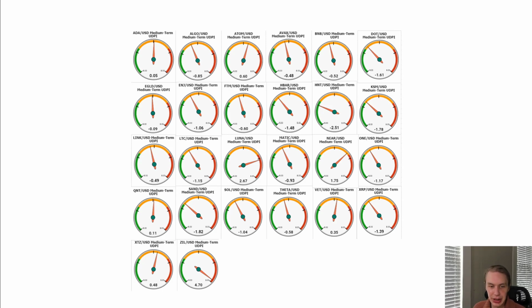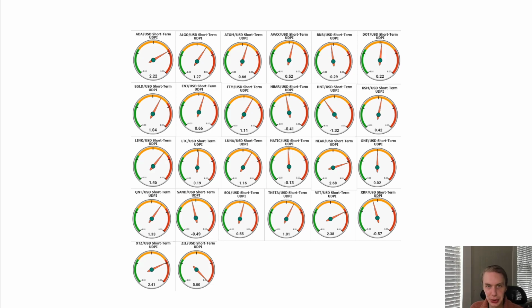If you've looked at ZIL's chart, it's kind of hilarious the way it looks. It's totally unprecedented for ZIL to have a move like that. It went basically vertical over the course of just a couple days. But then everything else is largely in the negative. So again, if the thesis is that this is a more sustained rally, there's plenty of opportunity being suggested here from the UDPI's perspective.